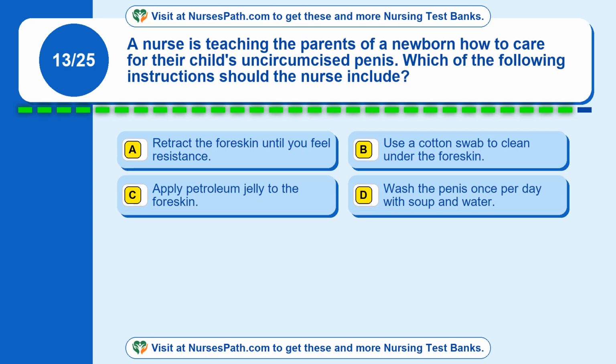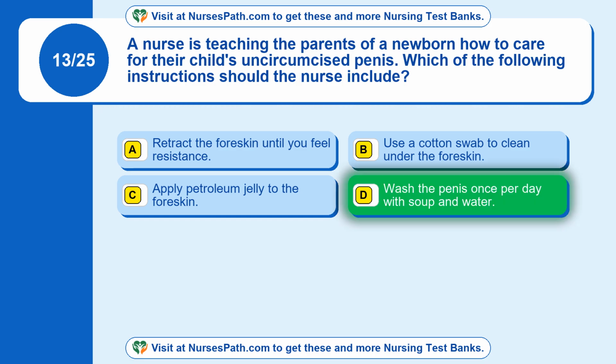Question 13. A nurse is teaching the parents of a newborn how to care for their child's uncircumcised penis. Which of the following instructions should the nurse include? Option A. Retract the foreskin until you feel resistance. Option B. Use a cotton swab to clean under the foreskin. Option C. Apply petroleum jelly to the foreskin. Option D. Wash the penis once per day with soap and water.